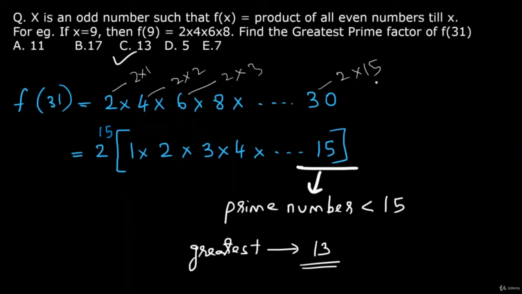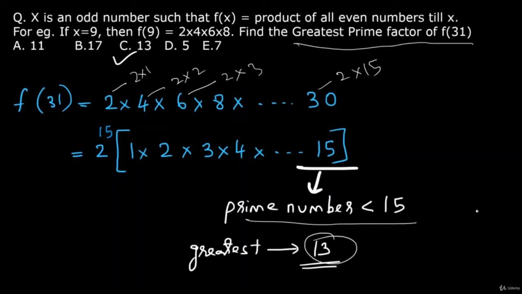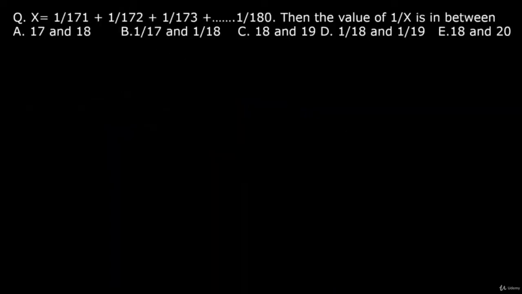Now we need to find the greatest prime factor of f of 31. Now over here you have the numbers till 15. So which is the highest prime number that you have over here? That's the prime number which is less than 15, and you can see that the greatest prime number that's less than 15 is 13, right? Therefore, the correct answer to this question is option C, that's 13. Let's read the next question.